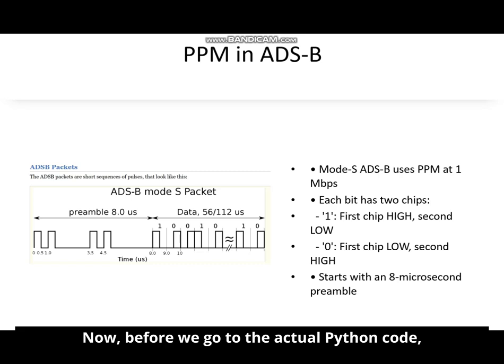Now, before we go to the actual Python code, let's briefly review how the PPM is encoded. The version of PPM we are using works similarly to on-off keying, but instead of just turning on and off, we encode data based on chip transitions. In our encoding scheme, each bit is represented using two chips, with each chip lasting 0.5 microsecond. This means each bit occupies a total duration of 1 microsecond.